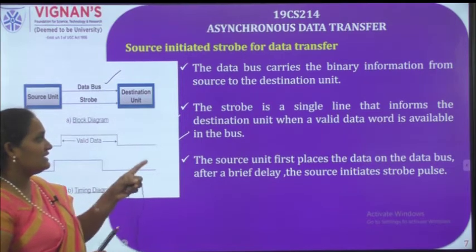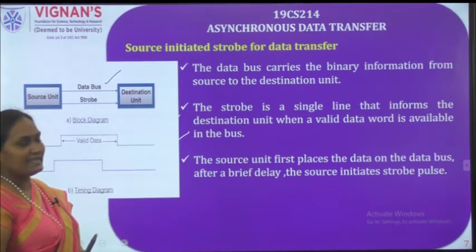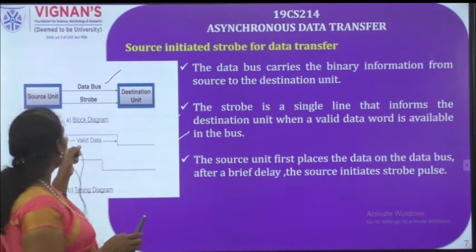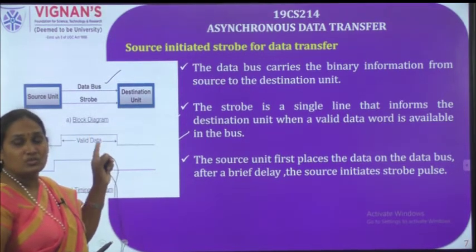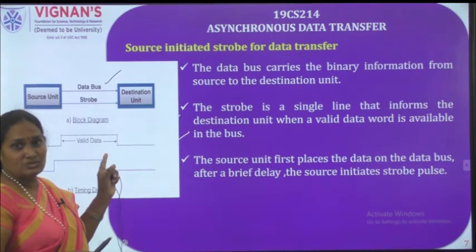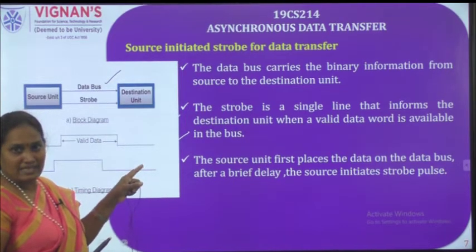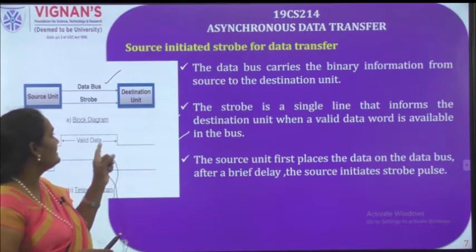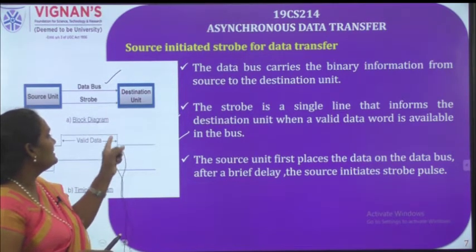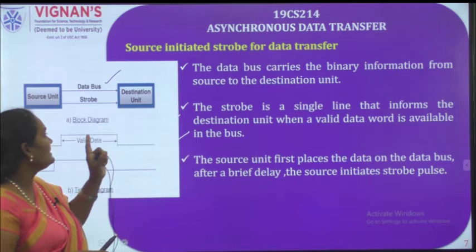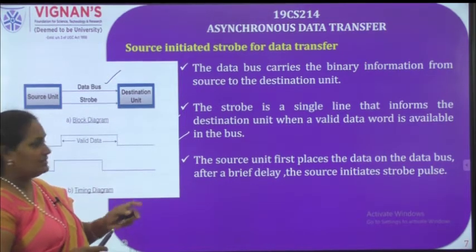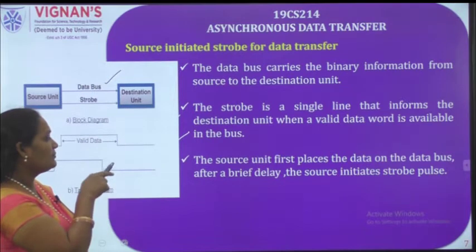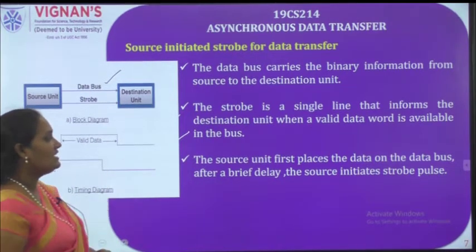The strobe is a single line that informs the destination unit when a valid data word is available in the bus. So whenever the source unit wants to send any data, that source unit places the data onto the data bus and it enables the strobe control. So whenever the strobe control is enabled, the destination unit can receive the data. Okay. Now the source unit first places the data on the data bus. After a brief delay, the source initiates the strobe pulse.